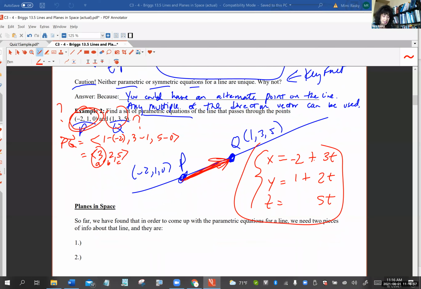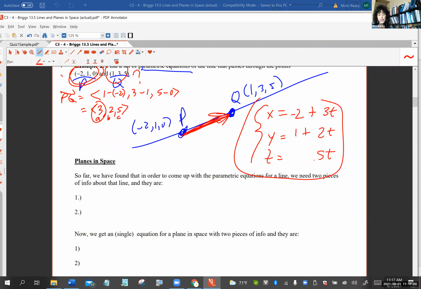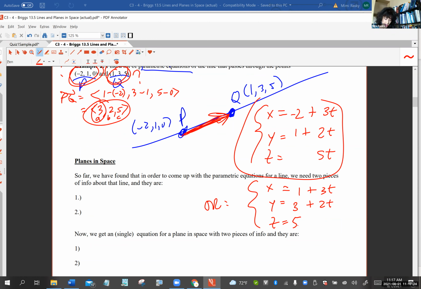But what if I like the point Q better, just because, for whatever reason? So what would also be a legit answer that I should get full credit for? All right. I'm going to use the coordinates for the point Q. I still have the same direction numbers, 3, 2, and 5. So I'll have x equals 1 plus 3t, y equals 3 plus 2t, and finally z equals 5 plus 5t. That set of parametric equations is also completely legit.